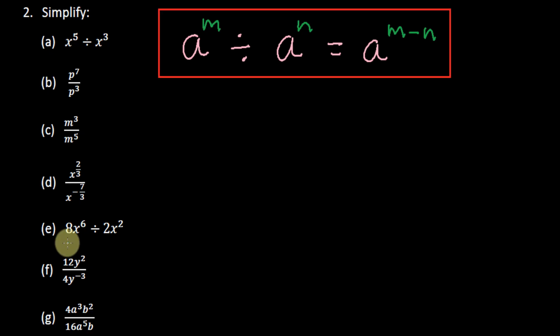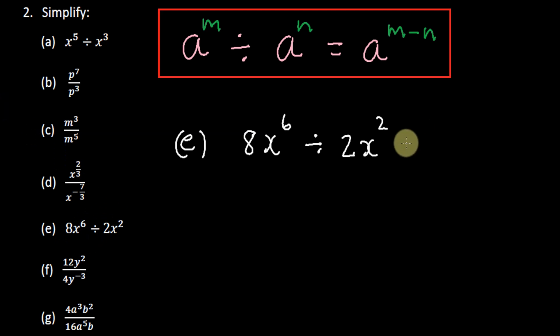Here we have 8x to the 6th divided by 2x squared. We can divide the numbers, so 8 divided by 2 is 4. When we divide the x's, since the bases are the same, we can subtract the powers. So 6 minus 2 is 4. So 4x to the power 4.